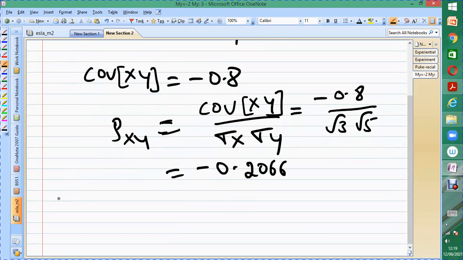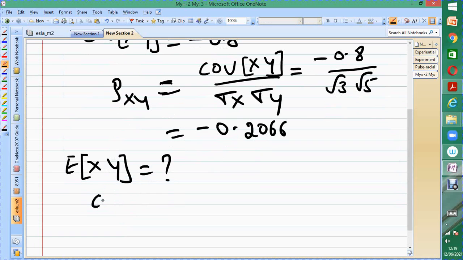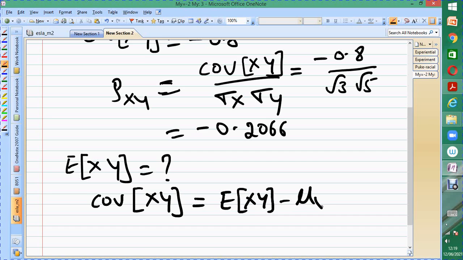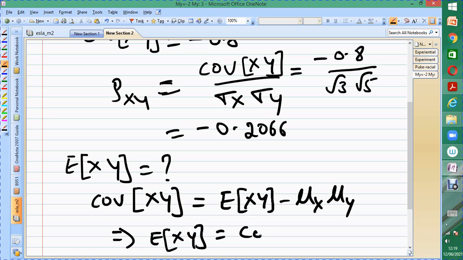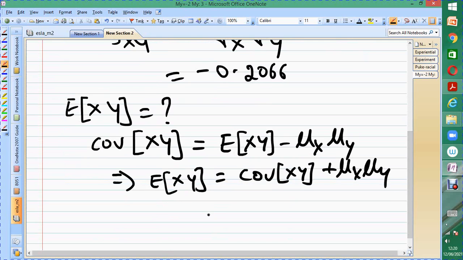And similarly, we are asked to calculate the correlation expectation of xy. So while explaining the covariance, we have come across the equation covariance of xy as expectation of xy minus mu x into mu y. So using this, we can write expectation of xy as covariance of xy plus mu x into mu y. So covariance value is given, mu x and mu y mean values are given. So substitute and get the answer.